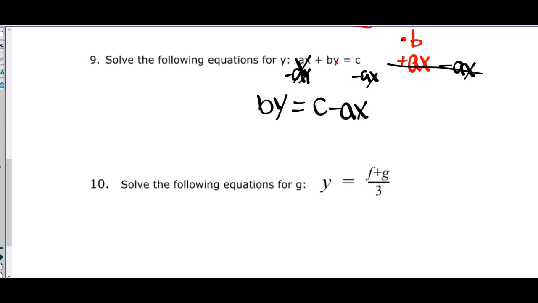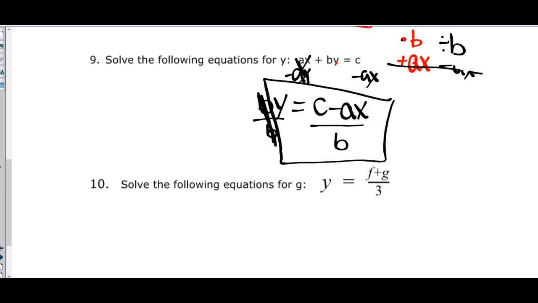Now I want to unmultiply the b. I do that by dividing by b. Divide by b on the left, divide by b on the right. B's over here cancel out, and y equals c minus ax over b.